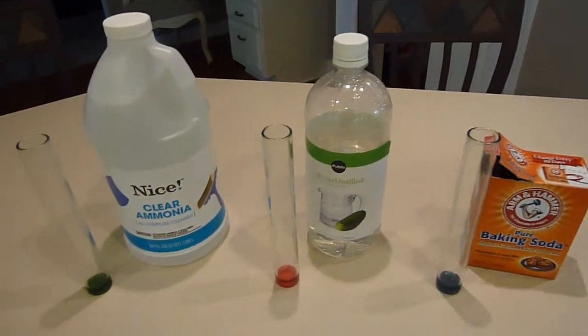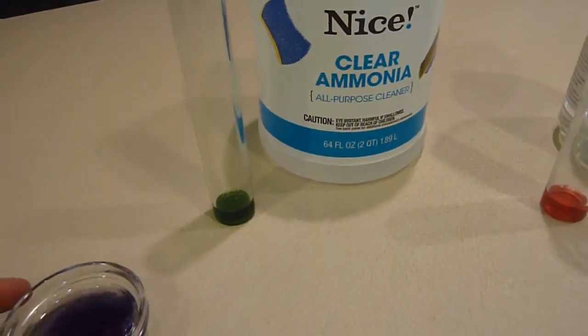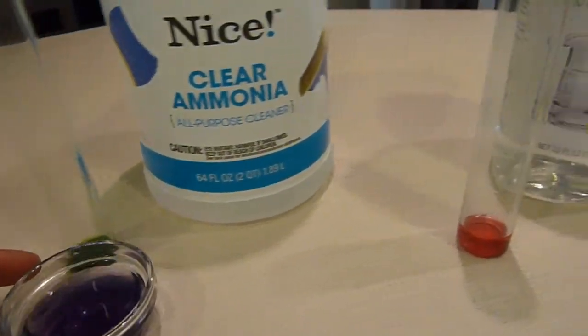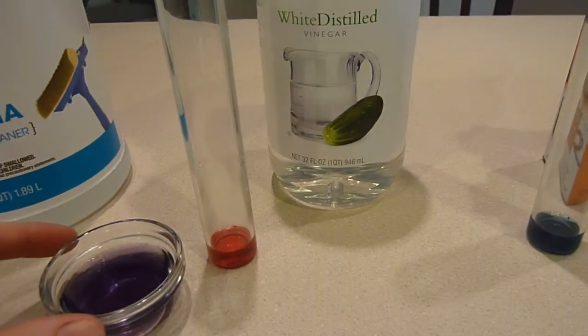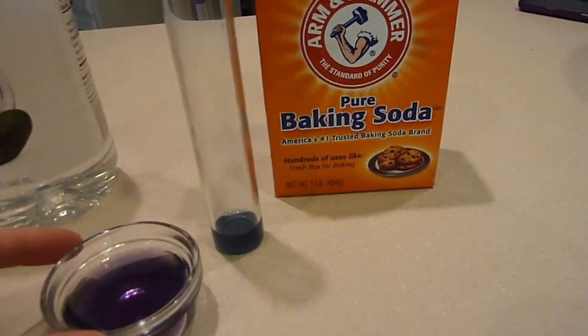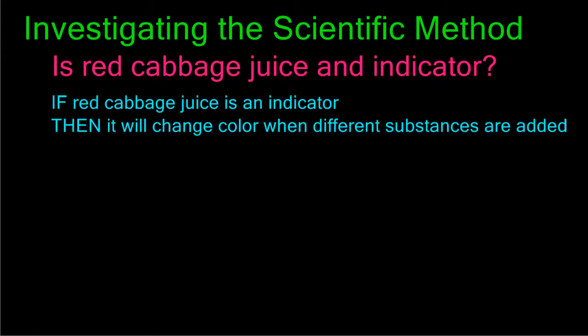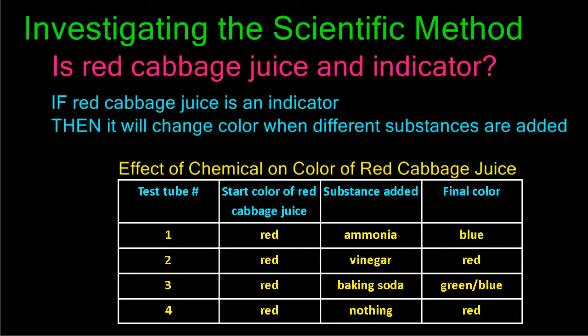Here you can see the results of the experiment. When we compare them to the control, the cabbage juice with nothing in it, you can see the difference in color from the original cabbage juice to the cabbage juice with these different solutions added to them. The results of the experiment were recorded in this data table, which we titled "The Effect of Chemicals on the Color of Red Cabbage Juice." We had 4 different test tubes. The starting color of the cabbage juice was a reddish purpley color. We can see the substance added and the final color.